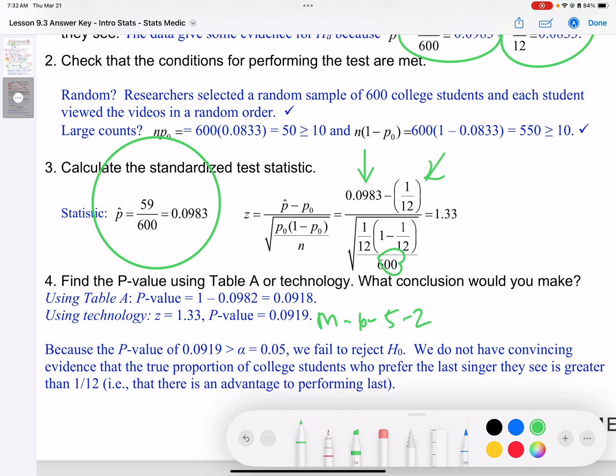So then we have our conclusion, which is because the p-value is greater than my alpha, we're going to fail to reject H0, because we have a p-value that is bigger than the alpha level. So we don't have convincing evidence that there's actually an advantage to go last.